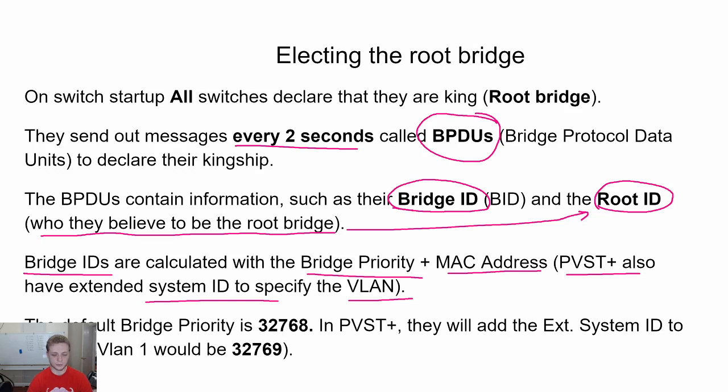The default priority for Cisco devices is 32768. So you'll see that if we add the VLAN 1 extended system ID, then it will become 32769. So if you see in the interface 32769 instead of the 32768 you're expecting, then it's probably because they added VLAN 1 in PVST.